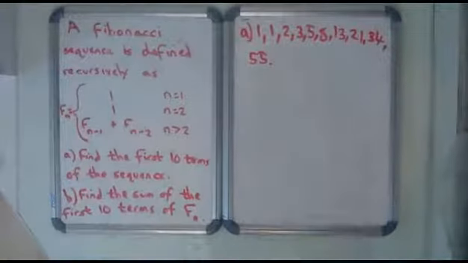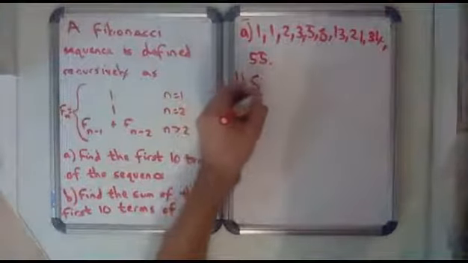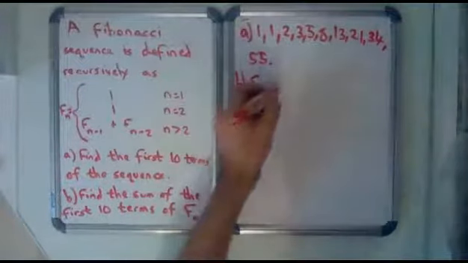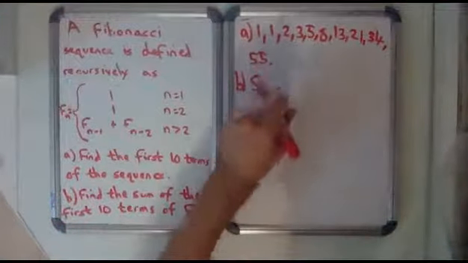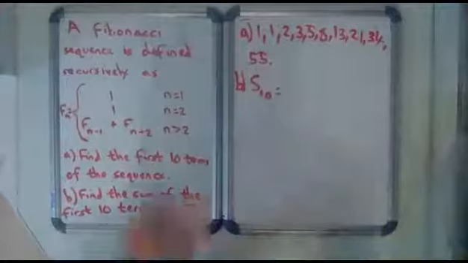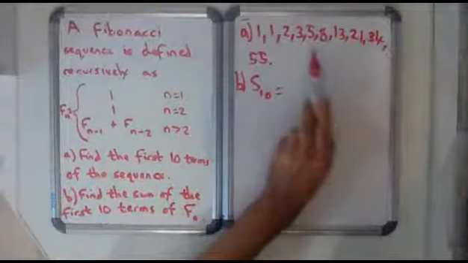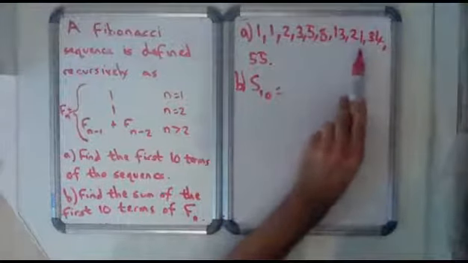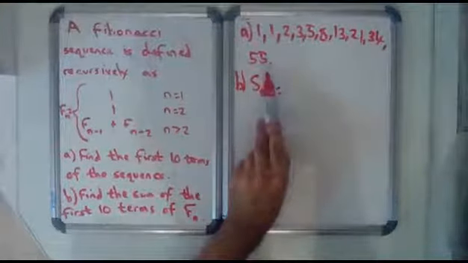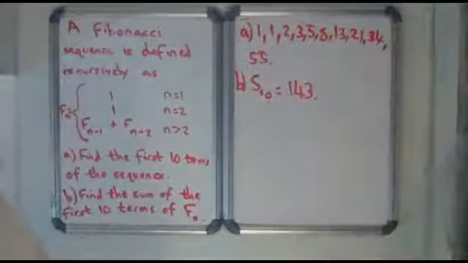To find the sum of the first 10 terms, I'm literally just going to add them up. So S10 might mean the sum of the first 10 terms of the sequence. I'm not going to write it all down. It's 1 plus 1 plus 2 plus 3 plus 5 plus 8 and so on. So 1 plus 1 is 2, plus 2, 4, 5, 6, 7, 12, 20, 33, 34, 44, 54, 58, 88, 93, so that must be 143. So the first 10 terms add up to 143.